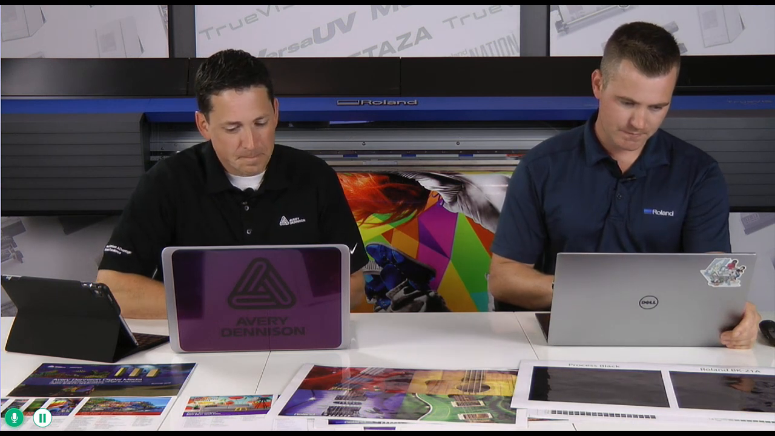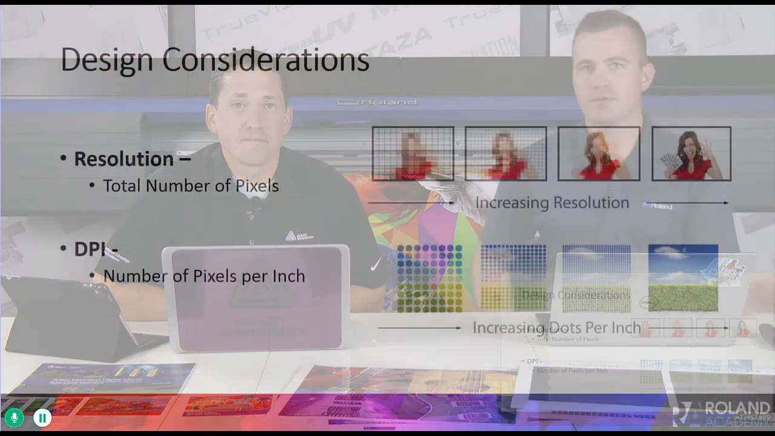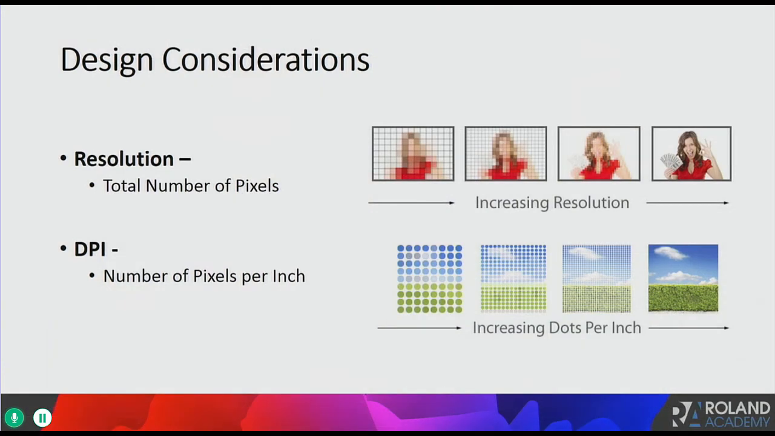Great. Moving on to image resolution. Pull up our slide here. There are a few things designers should be mindful of when looking to optimize an image for print quality. Can we pull this one up a little larger here? The first off is resolution. That's our total number of pixels within our image. And then, of course, DPI, our number of pixels per inch. That's the density of our pixels.